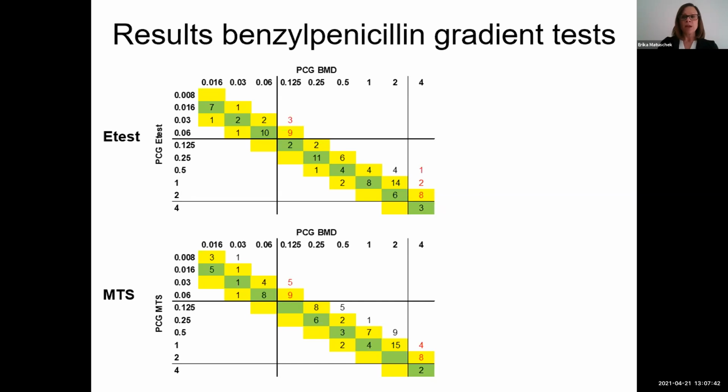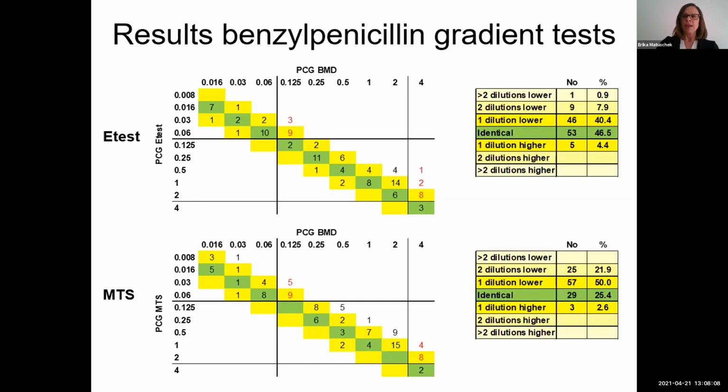If it's a green box here, it means that the broth microdilution MIC and the gradient test MIC are identical. The yellow boxes show MICs that are 1 dilution higher or lower with the gradient test compared to broth microdilution MIC. So a quite large proportion of the MICs are within ±1 dilution of the broth micro MIC. But we can also see that there is a clear tendency that MICs are lower with gradient tests. If we look at the proportions, the number of results below the broth micro MICs is much higher than the ones above the broth micro MIC.